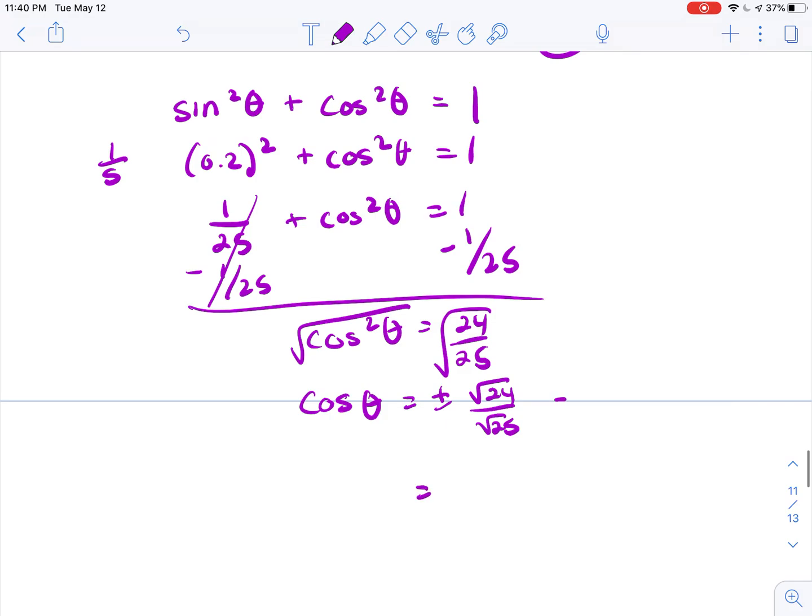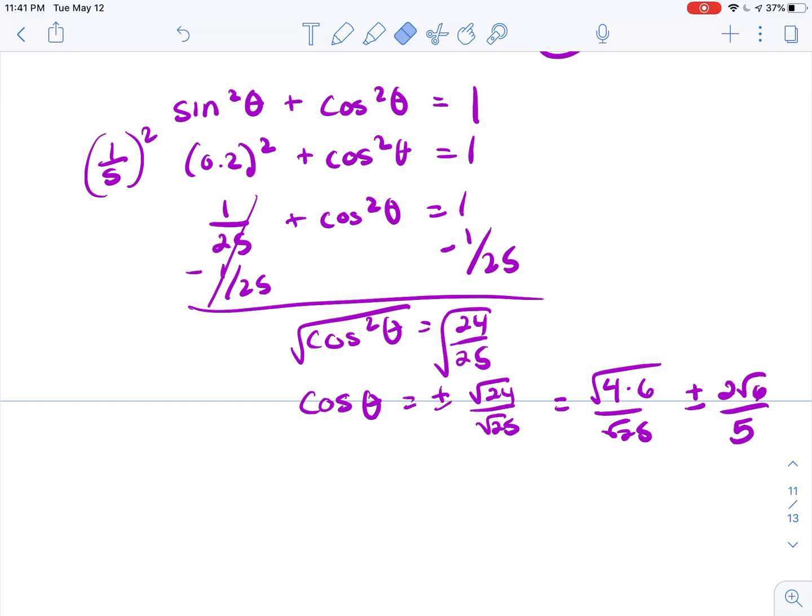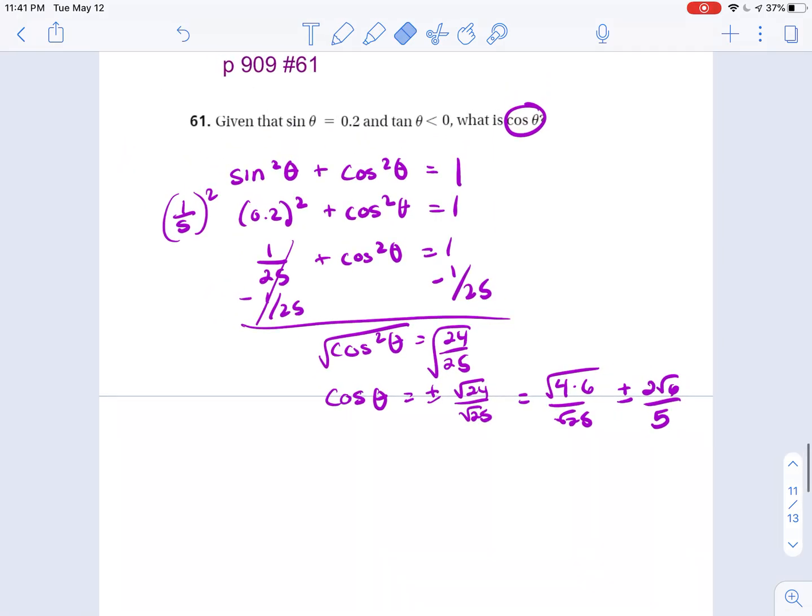Take the square root of both sides. I get cosine, not squared, of theta is equal to plus or minus radical 24 over radical 25. That simplifies to radical 4 times 6 over radical 25. That is plus or minus 2 radical 6 over 5. And I got that from square rooting it. So we have that.